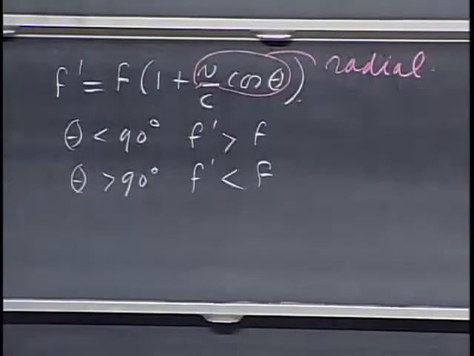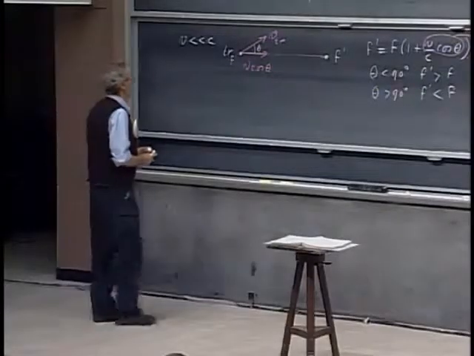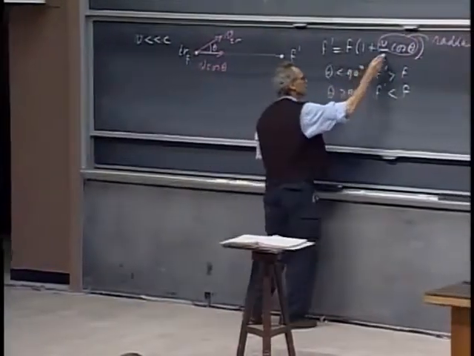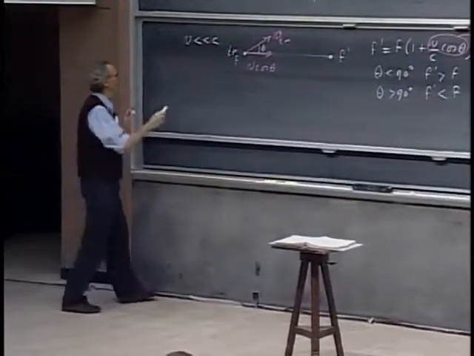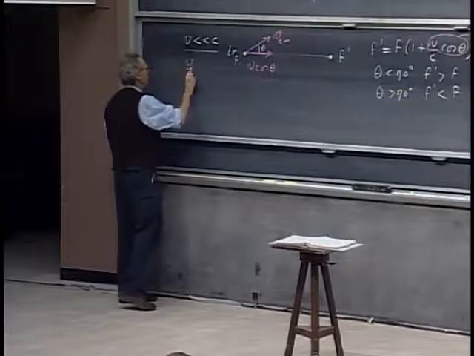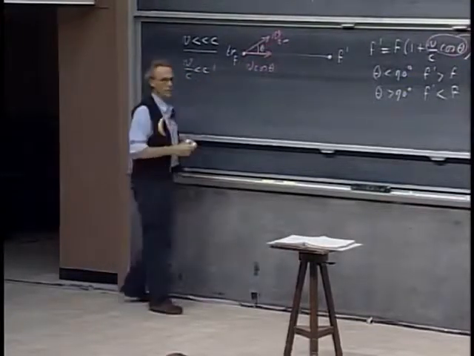You would get a similar equation for sound by replacing this c by the speed of sound. But I want to stress that this only holds for electromagnetic radiation if v over c is much, much smaller than 1.